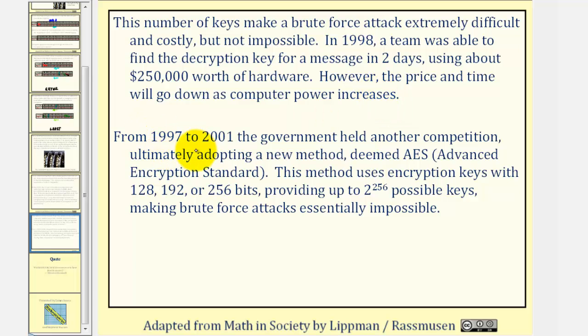From 1997 to 2001, the government held another competition, ultimately adopting a new method deemed AES, which stands for Advanced Encryption Standard. This method uses encryption keys with 128, 192, or 256 bits, providing up to 2 to the power of 256 possible keys, making brute force attacks essentially impossible.